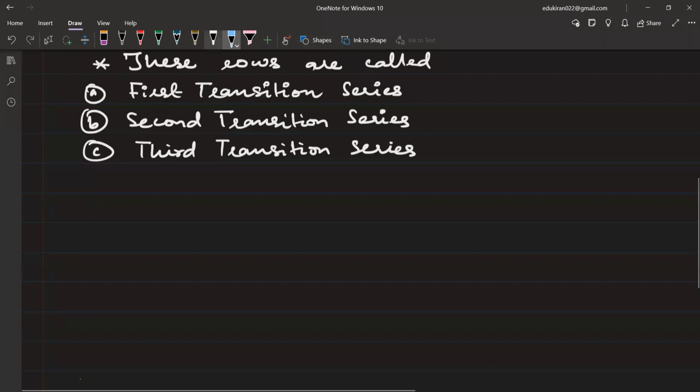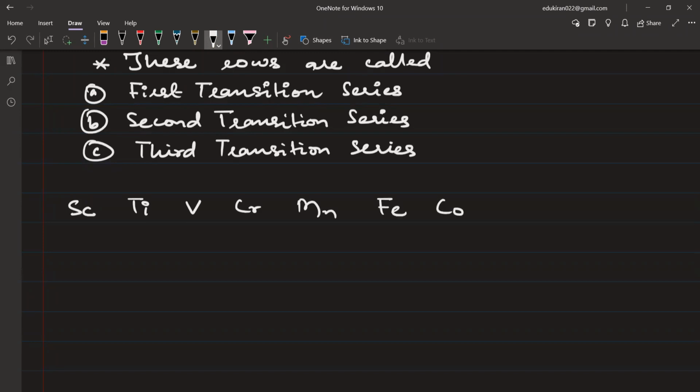Okay. Look here, in the D block elements, what are the elements that we have to remember? It starts with the first series, that is Sakti, Vikraman, Feko, Nikuzen. This is my first transition series. Sakti, Vikraman, Feko, Nikuzen.